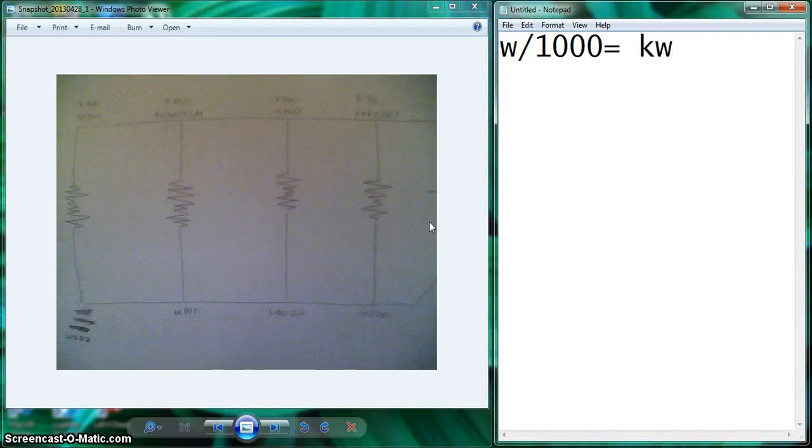So, easy as that. Just take the watts, divide it by 1,000, and you get kilowatts, which you can do with the 500 watts, the 1,300 watts, the 4,000 watts, and the 1,600 watts.